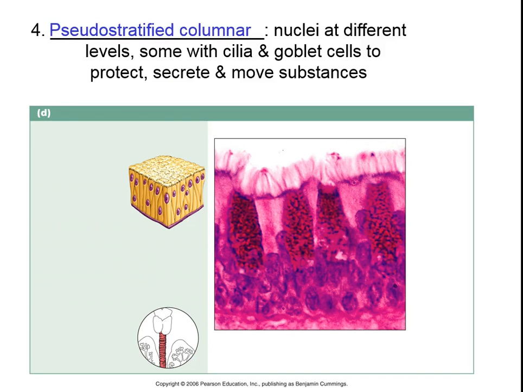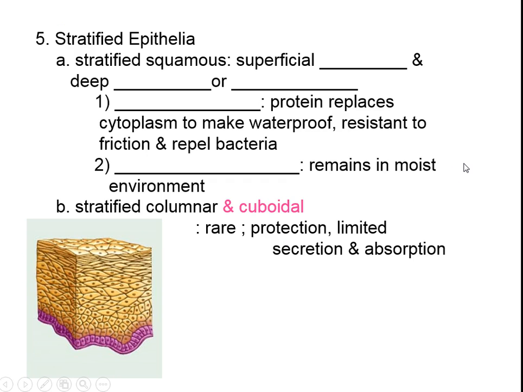Sometimes we have pseudostratified columnar where it looks like it's more than one layer, but if we could see each cell, they go all the way down to the basement membrane. Notice at the apical edge we have cilia, so this would be ciliated pseudostratified columnar, and these little funny looking cells found in between them, those are goblet cells that are going to be producing mucus, so the cilia is going to help to move the mucus along.